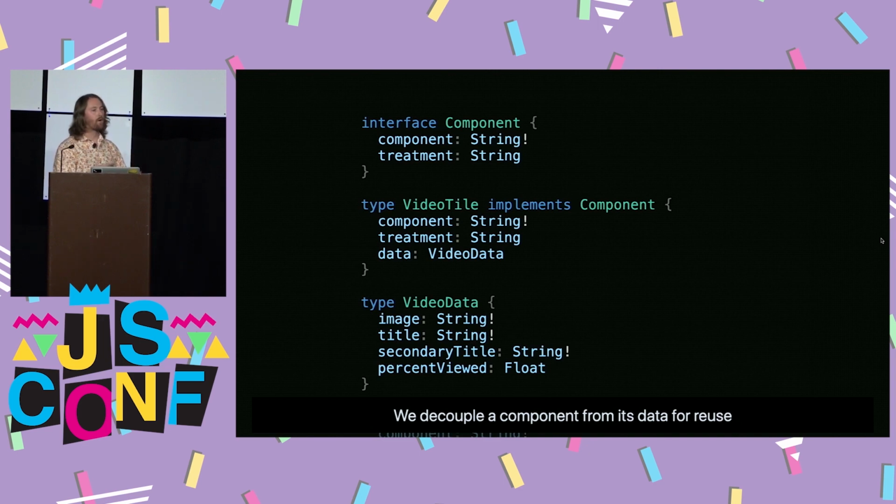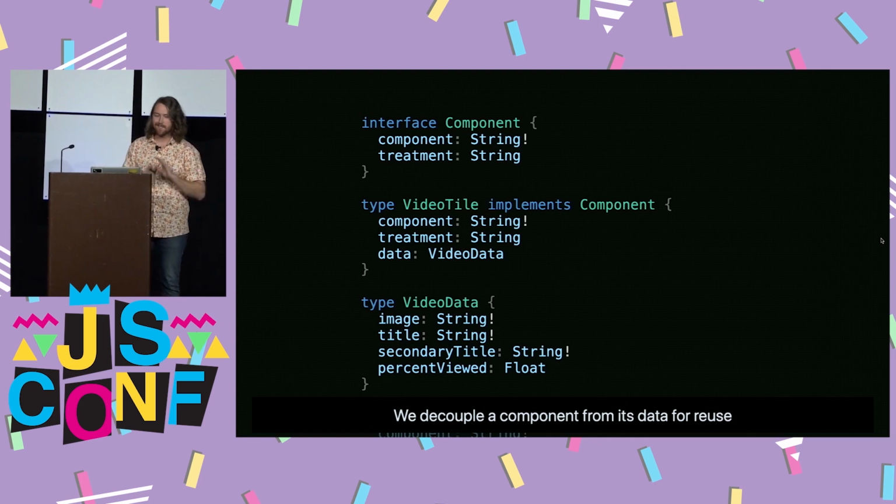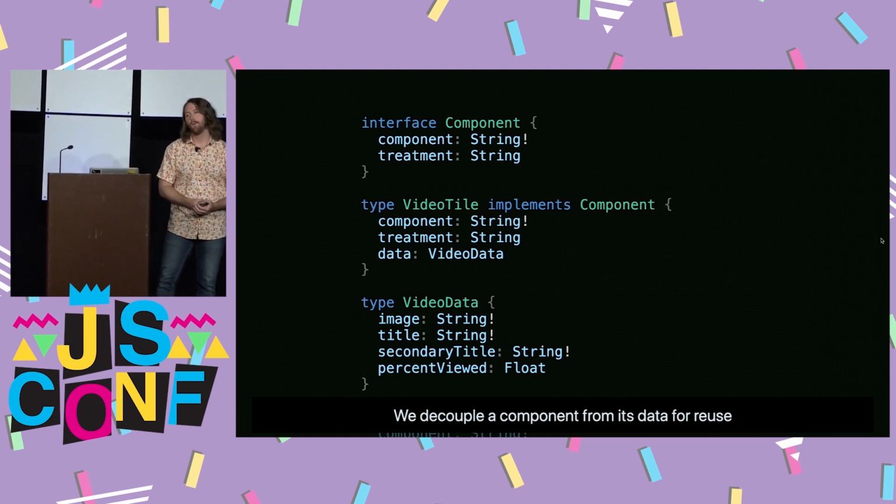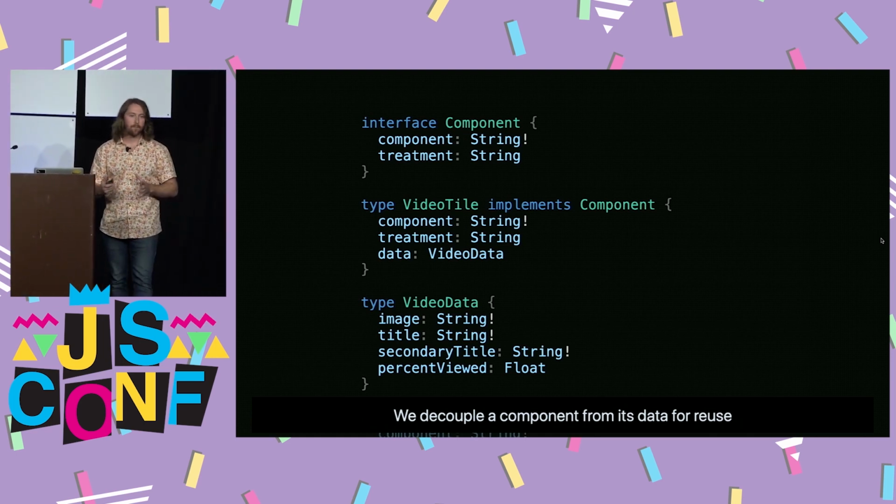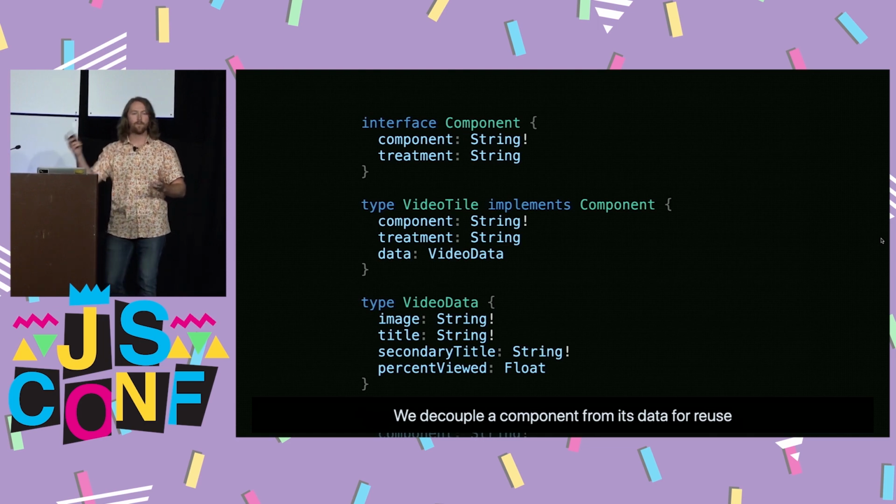So let's just do a quick overview of what the GraphQL schema looks like for an application like this. And this is, again, a simplified example. So we're going to have an interface called component with a component field like we talked about earlier and a treatment field. And this treatment field was essentially our quasi-class name field that works cross-platform. So if we wanted a component to be the primary or the featured type of component, we didn't have to create a whole new component for that. We could kind of just augment it with this treatment field, like a class.